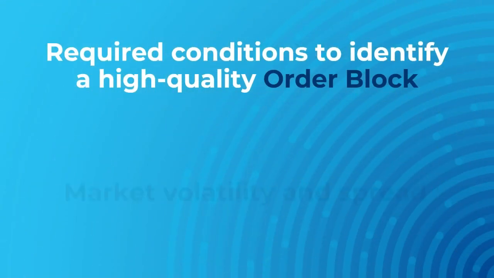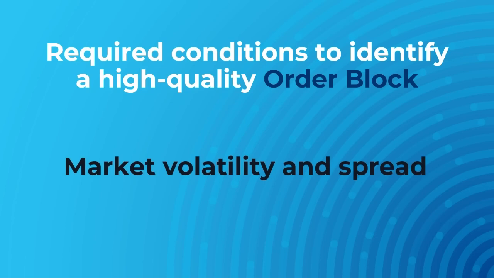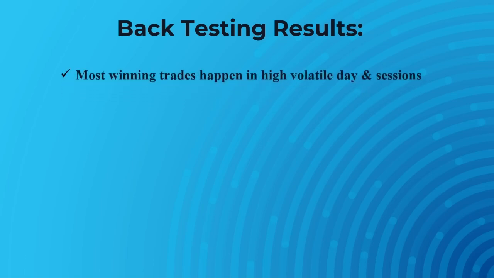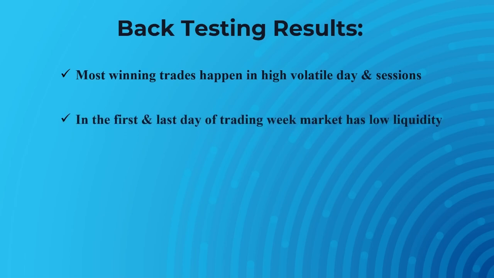The second factor you should consider when trading order blocks is the market volatility and spread. When we analyze the backtesting results, we notice that most winning trades happen on the highly volatile days and sessions. Usually, on the first and last day of the trading week, the market suffers from low liquidity. That is why the majority of winning trades happen in the midweek.